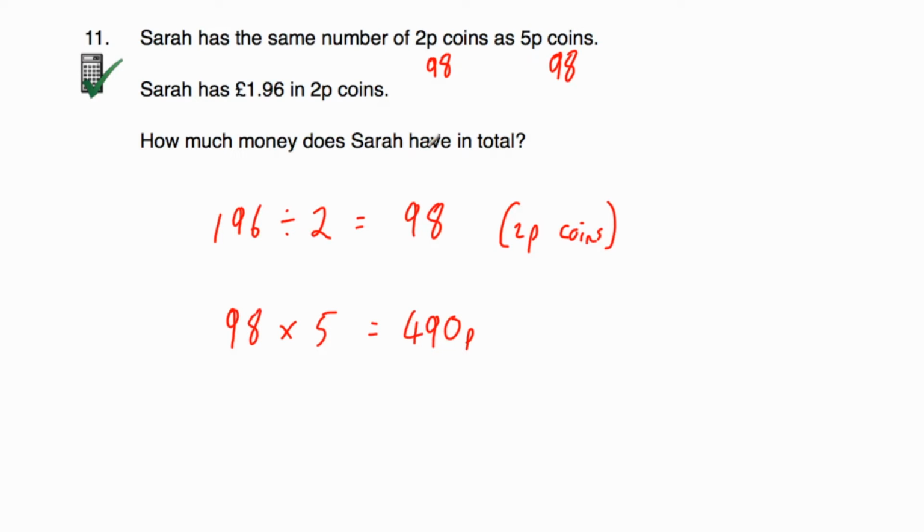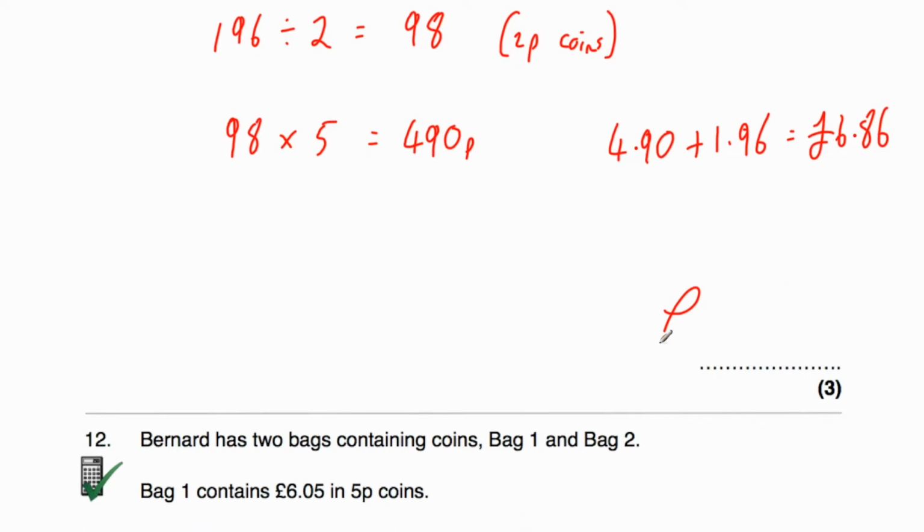Now the question says how much money does she have in total? Well, she's got £1.96 in 2p coins. She's got £4.90 in 5p coins. If we add them together, that's how much money she's got in total. And it's a calculator question, so that's great. So it's going to be £4.90 plus £1.96, and that's equal to £6.86. So how much money does Sarah have in total? £6.86.